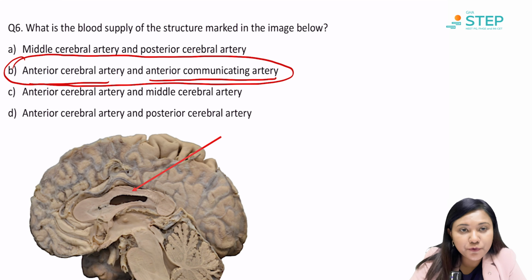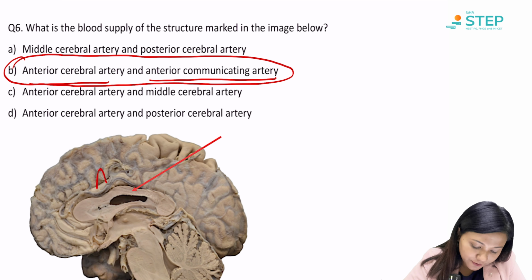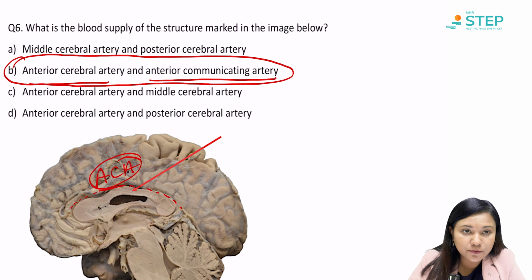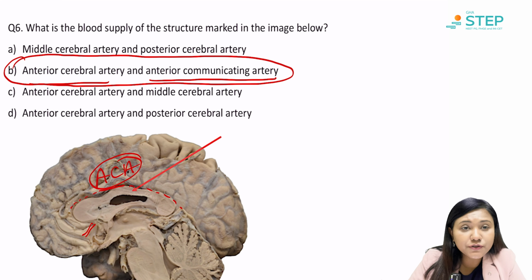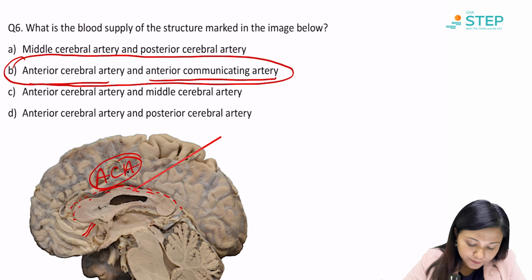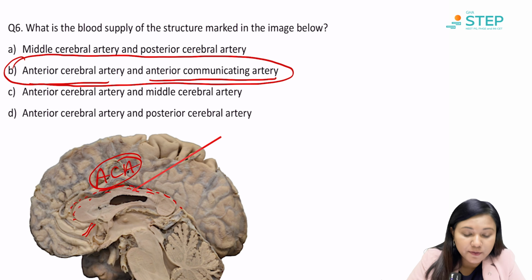Medial surface, mostly the entire part is supplied by your anterior cerebral artery, and since it is the corpus callosum, these branches are the pericallosal and callosomarginal branches, and you will also have a small branch from the anterior communicating artery. Small branch, that is anterior communicating artery, and the anterior cerebral artery will supply your entire corpus callosum.